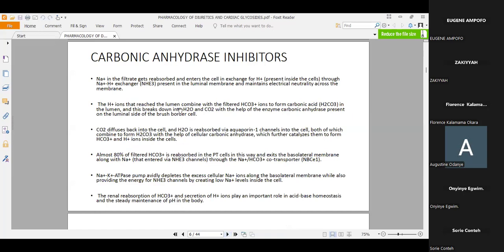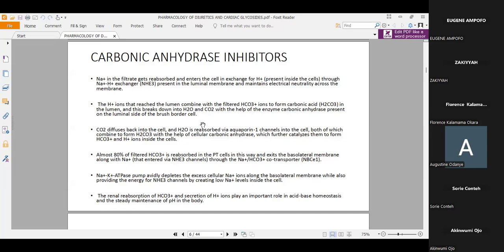Sodium in the filtrate gets reabsorbed and enters the cell in exchange for hydrogen ion through the sodium-hydrogen exchanger, which is present in the luminal membrane and maintains electrical neutrality across the membrane. The hydrogen ion that reaches the lumen combines with filtered bicarbonate ion to form carbonic acid in the lumen. This is then broken down into water and carbon dioxide with the help of the enzyme carbonic anhydrase, which is present on the luminal side of the brush border cell.